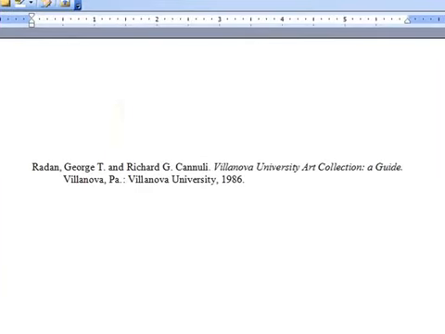A bibliography entry begins with all the author's full names. However, unlike in the long form note, the first author's name is given in inverted form: last name, first name, middle initial, with subsequent authors' names given in the normal way. Then a period appears. In a bibliography entry, all the elements are separated by periods, not commas.